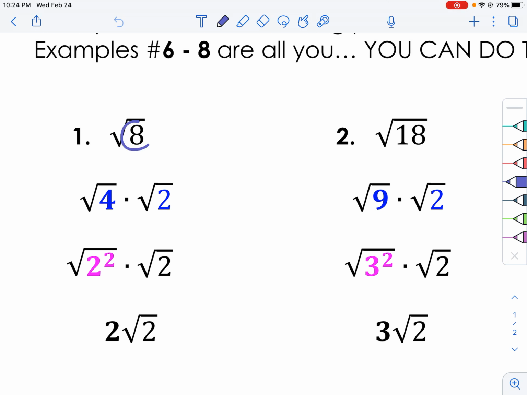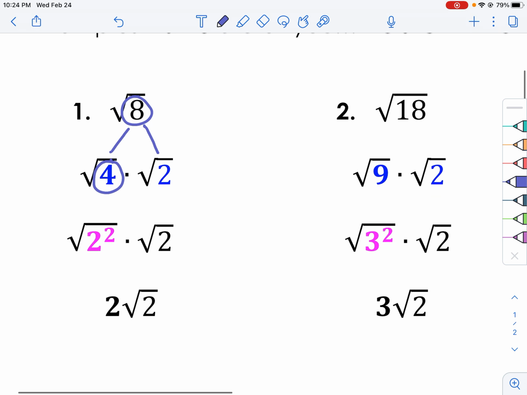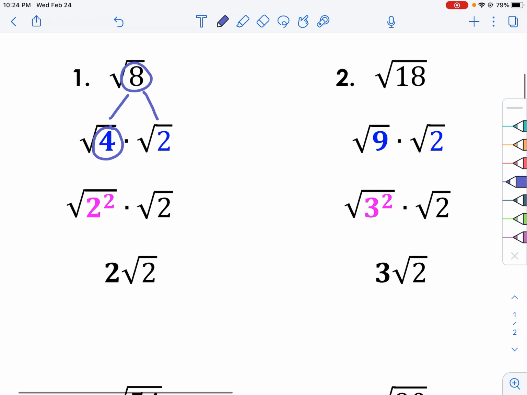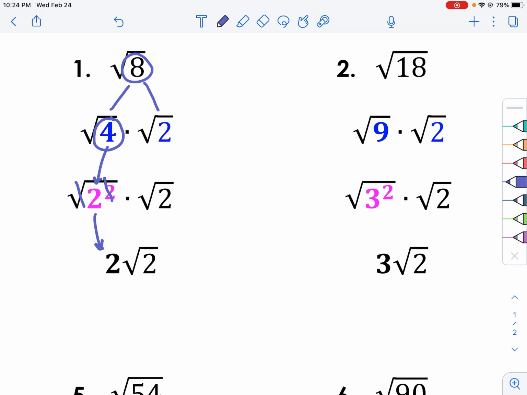We started with the number 8, and then what we did was we split this number 8 into two factors, 4 and 2. The reason we split it into 4 and 2 is because if you look at this 4, it is what we call a perfect square. Which means that if you square root 4, you would just get out a number, right? What is 4? 4 is technically 2 squared, right? So then we could say the square root will cancel with the square, and then we can just pull that 2 outside of the square root.